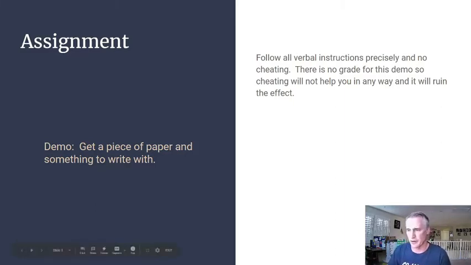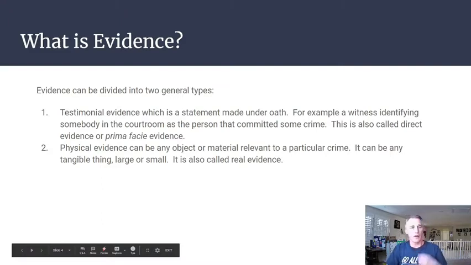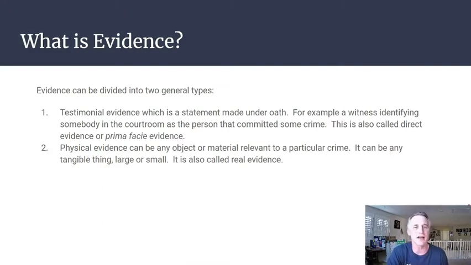So what is evidence? Let's go through this. There's two general types of evidence. You have testimonial evidence, which is the statements made under oath. For example, a witness identifying somebody in the courtroom as the person who committed a crime, or even during a police lineup, making an identification. This is also called direct evidence or prima facie evidence.